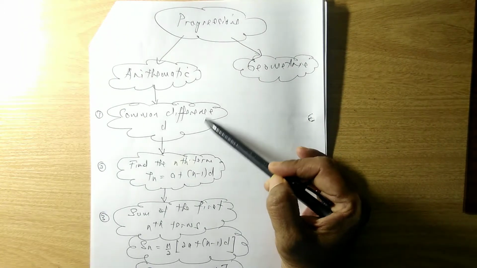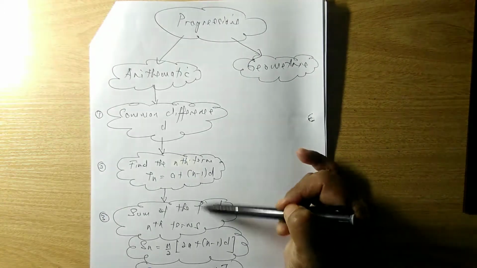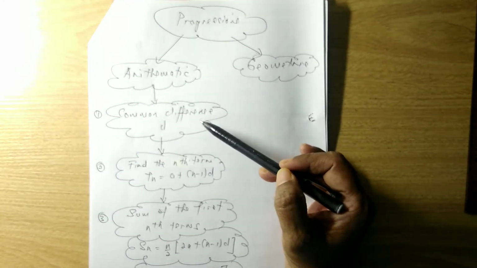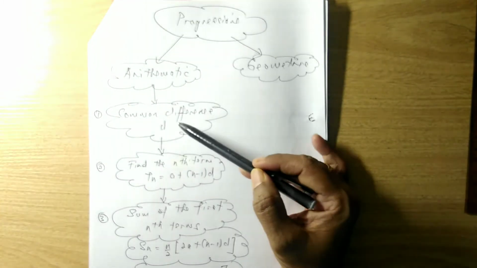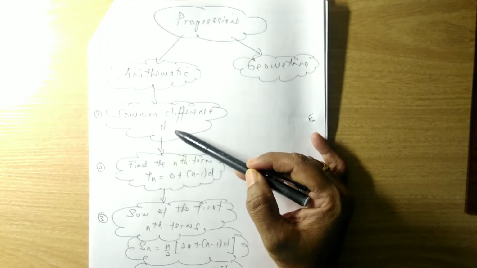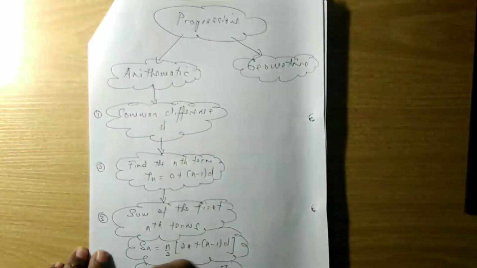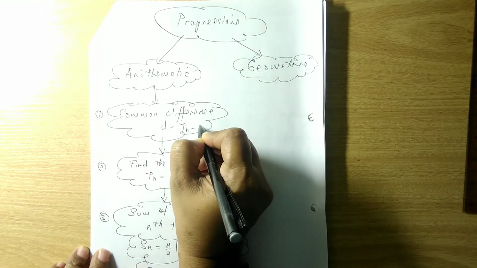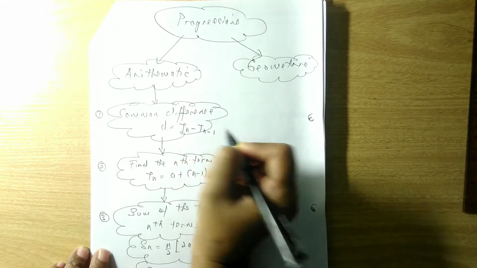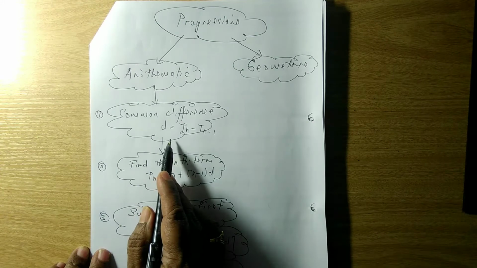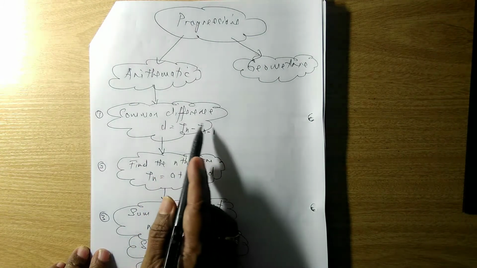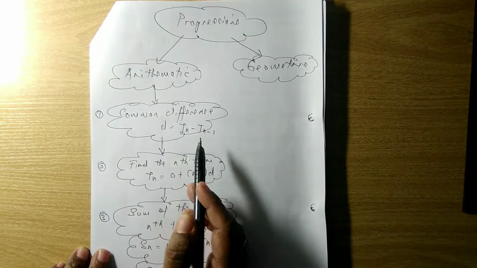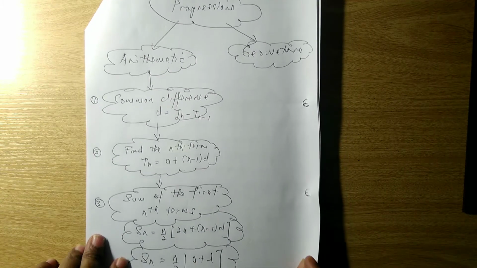We will focus on arithmetic progression first today. The common difference is denoted by D. D is just Tn minus Tn minus 1. This was what we saw previously.